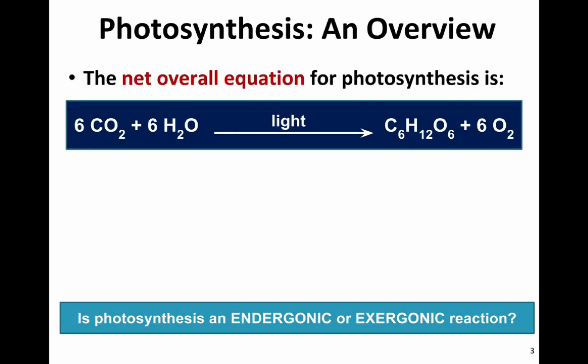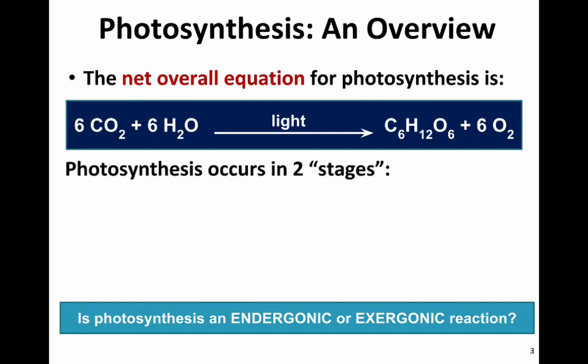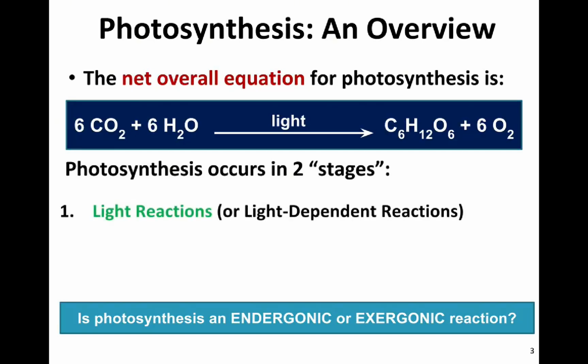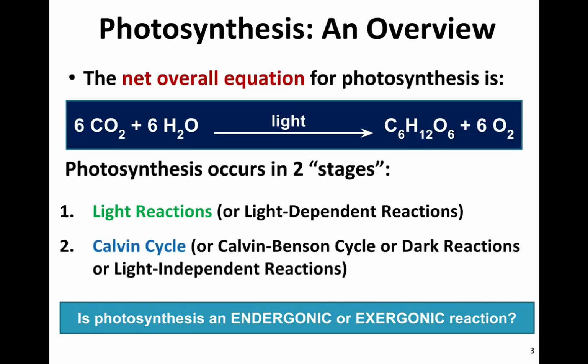Just remember that we start with CO2 and we need water, and they are converted using light and enzymes into C6H12O6 and oxygen. And that whole process, which is pretty complex, happens in two stages. We already went over the light reactions, so if you need a reminder of how that works, please go back to part 1 of the photosynthesis series. And the second stage of photosynthesis is the Calvin cycle, or the light-independent reactions.